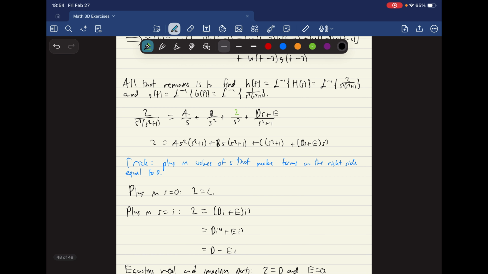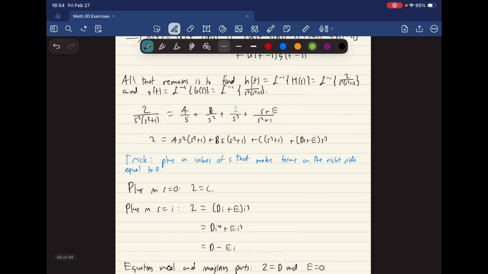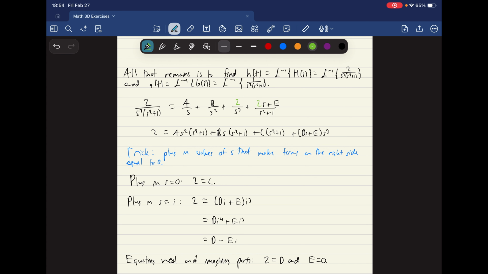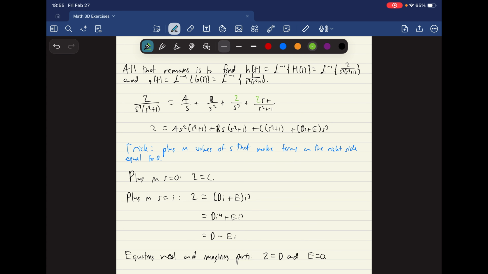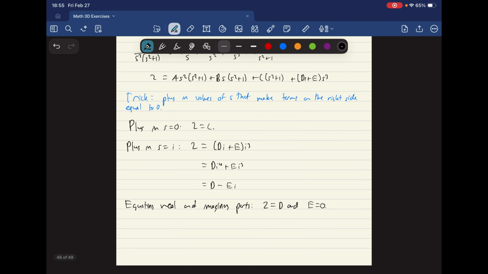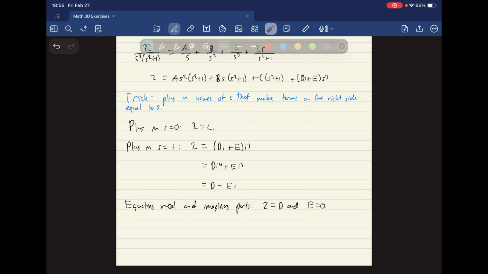So then going up here, what do I get? I'm going to get 2 for d, and I'm going to get 0 for e, so there's no more e. And all that remains now is to find a and b. But we've exhausted all of the values that we could plug in to make these things 0. Some of you might wonder if we can plug in negative i, which is another root of this. And we could, but let me show you what happens if we do that instead.